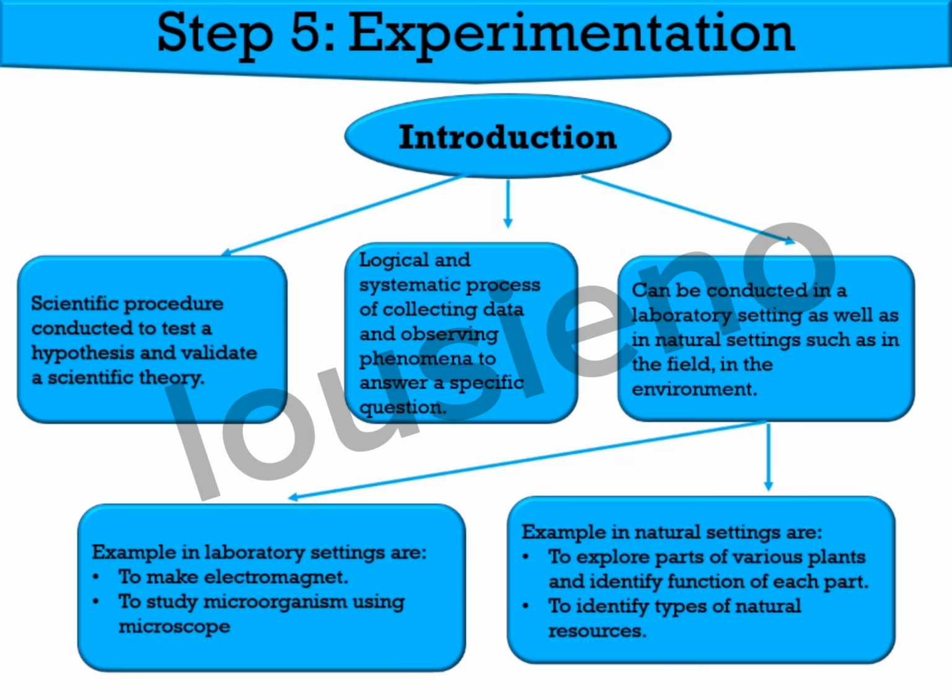Examples of experimentation in a laboratory setting are to make an electromagnet and to study microorganisms using a microscope. Similarly, examples of experimentation in a natural setting are to explore parts of various plants and identify the function of each part, as well as to identify types of natural resources.